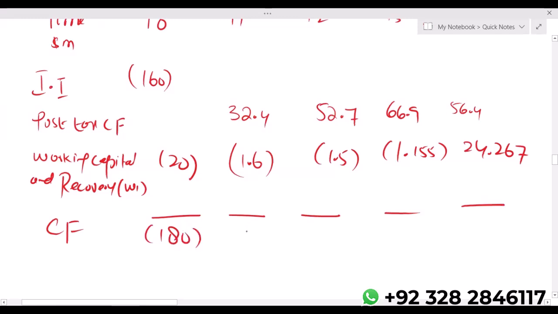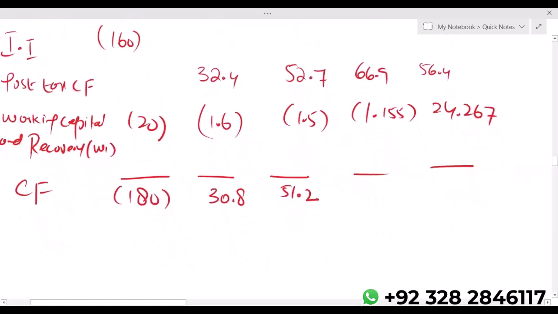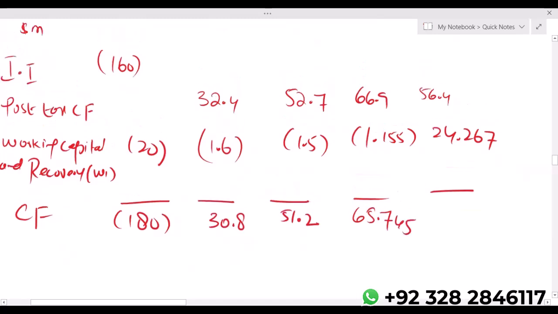32.4 minus 1.6 gives us 30.8. 52.7 minus 1.5 gives us 51.2. 66.9 minus 1.155. Students, I'm getting 65.745. 56.4 plus 24.267, 80.667.